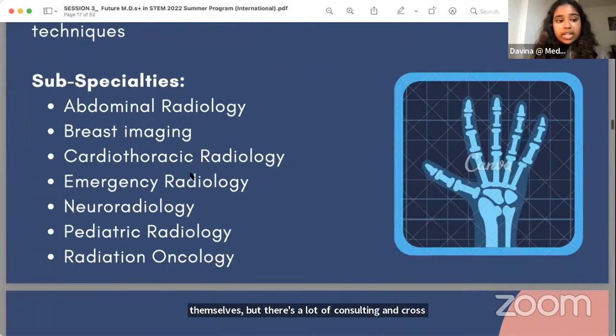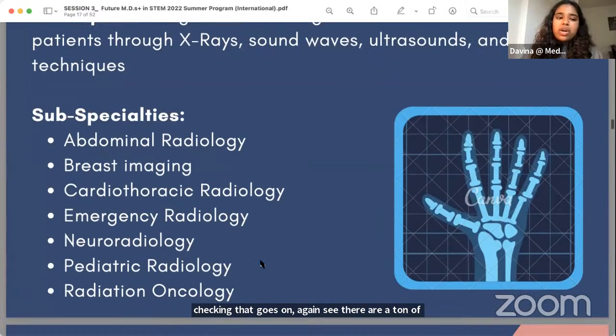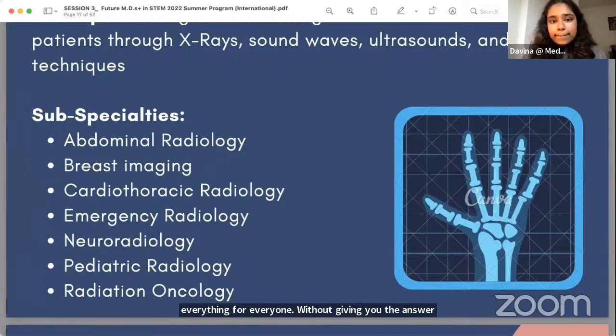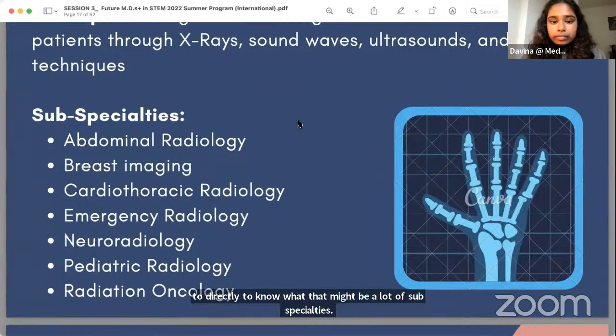Again, there are a ton of subspecialties, and does anyone know why there might be a lot of subspecialties for radiology and not just one field of radiology being able to perform everything for everyone? Without giving me the answer too directly? Does anyone know why there might be a lot of subspecialties? Yes, perfect. Everyone's getting this right.